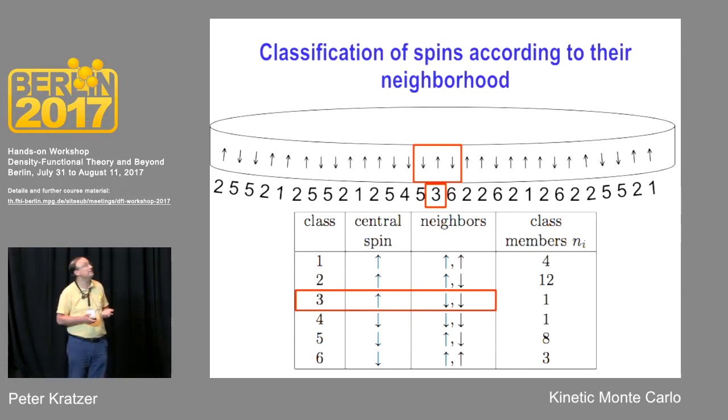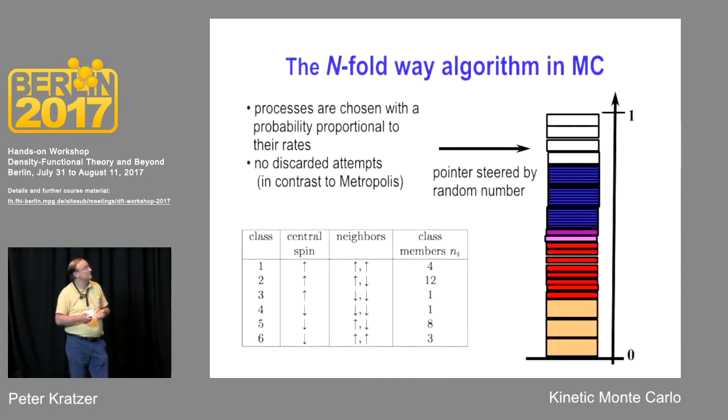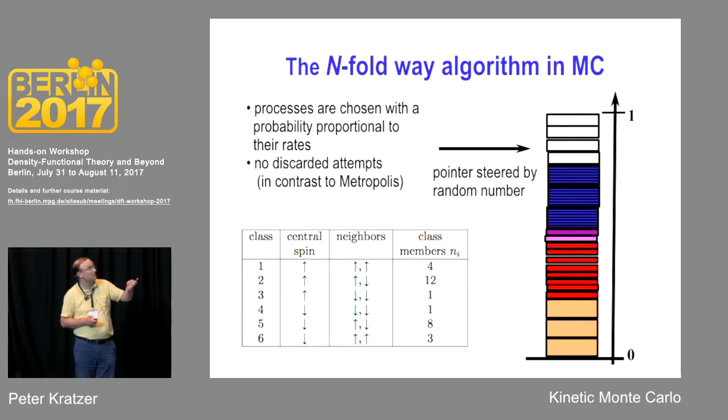So you have such a coding, and now each particular class of configurations can be associated with a certain rate of changing the configuration. So you want to flip the middle spin, and the probability of doing that is given by some rate. And this is the basic idea of the n-fold way. You make a list of all these classes and how frequently they occur. So 4 times is class 1, 12 times class 2, and 1 time this, 1 time that, and so on. And you sum up and normalize everything to 1.